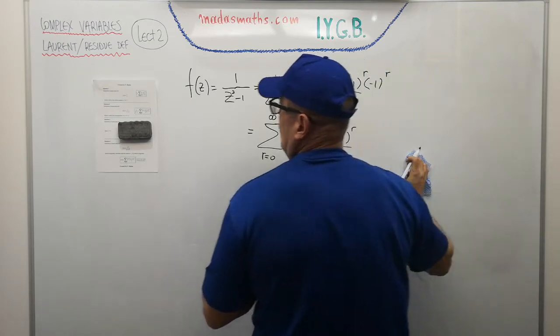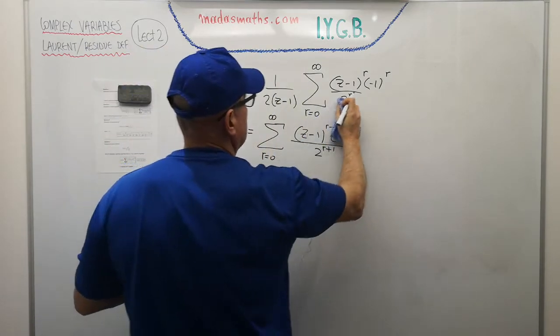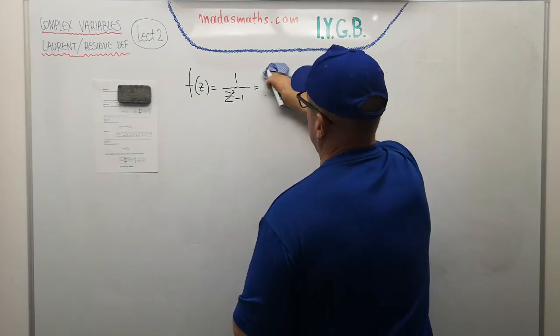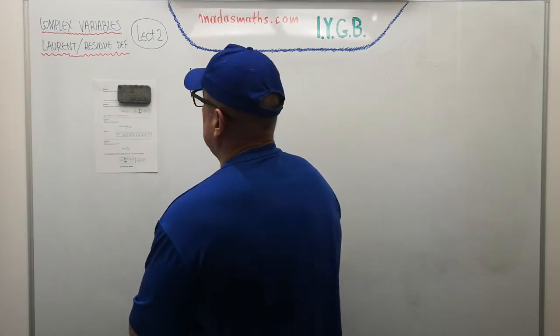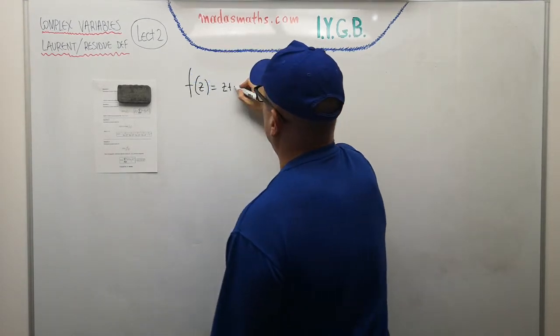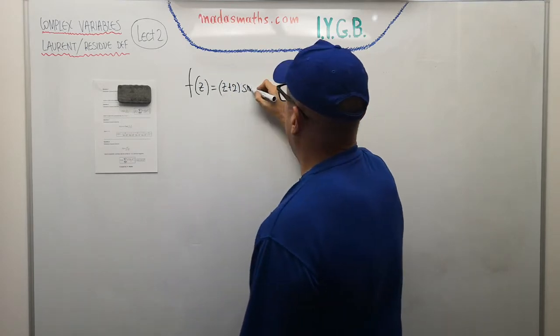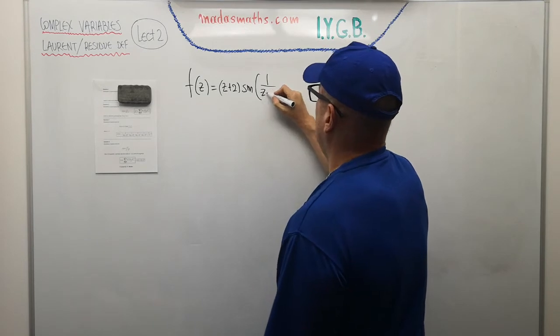Okay. So this was question number 2, and now we're looking at question number 3. Different f of z. Different technique required for this particular Laurent. So f of z is z plus 2 sine of 1 over z minus 2.